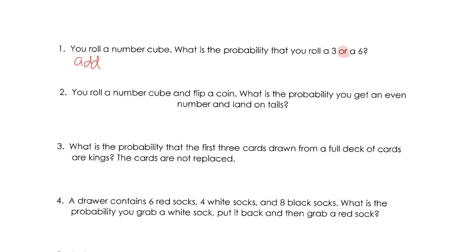So the first thing I want to do is find the probability that I'll roll a 3, and then the probability I'll roll a 6. The probability I'll roll a 3 is 1 out of 6. The probability I'll roll a 6 is 1 out of 6. And because it's "or," I add them. So we should get 2/6, which simplifies to 1/3.